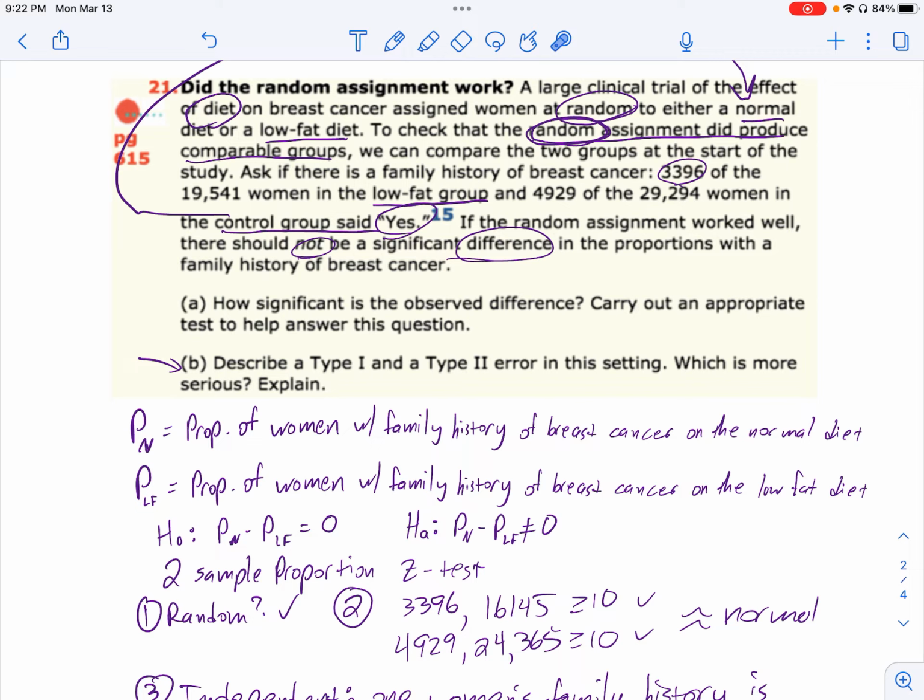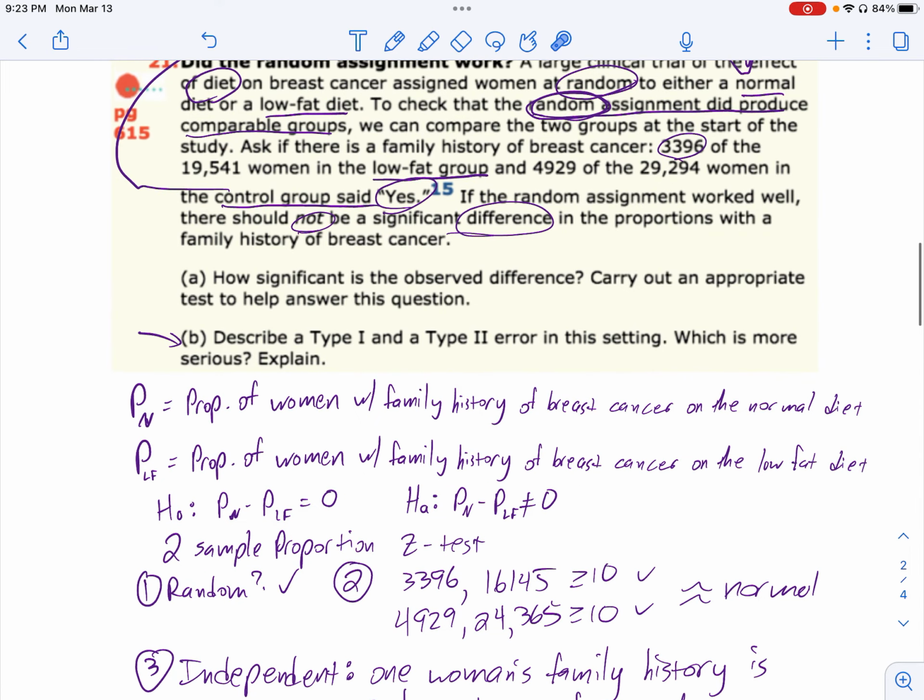So then the question is, which one is more serious? A type 2 error would be more serious because the experiment would proceed assuming that the two groups were similar to begin with, and any conclusions that they make about the differences between the two groups at the end of the study would then be suspect. So there you have it. Moving on.